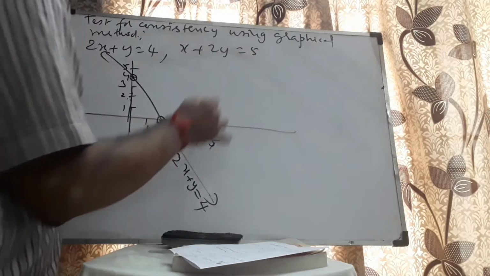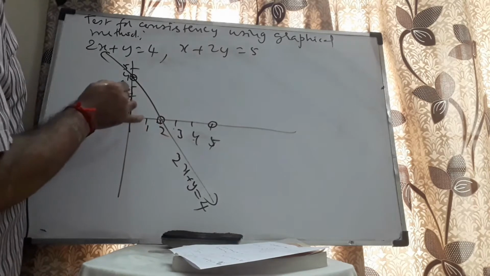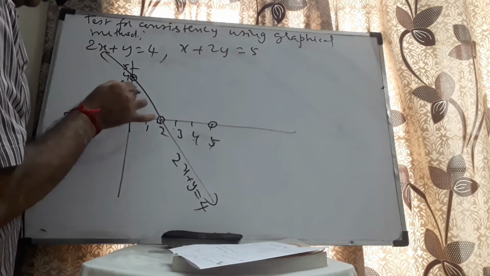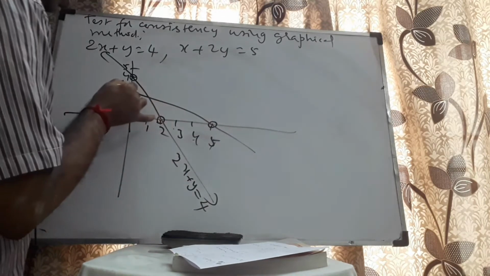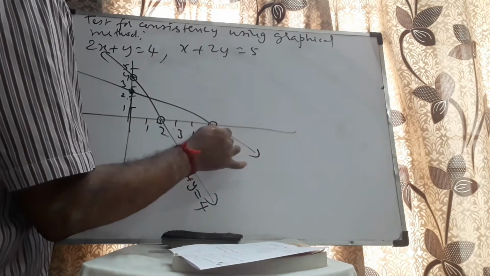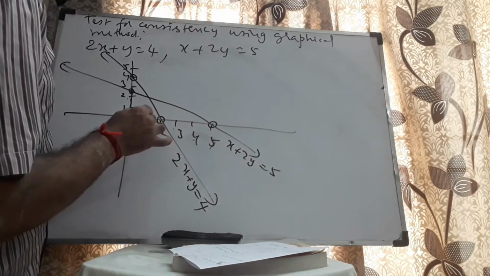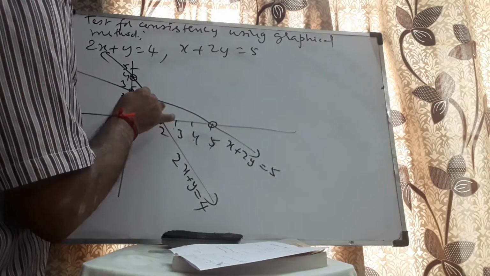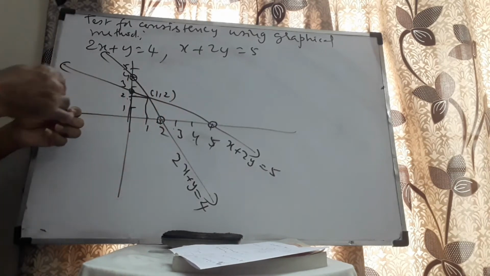Okay, when y is 0, x is 5. When x is 0, y is 2.5, exactly in the middle between 2 and 3. If I join these two, I'll get another straight line, x plus 2y is equal to 5. And of course, it passes through 1, 2. You can just check. This point of intersection is 1, 2.